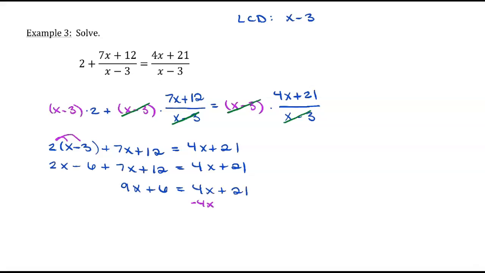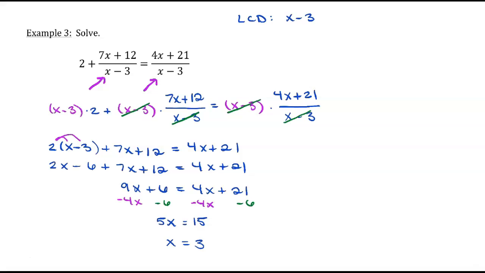Subtracting 4x from both sides and subtracting 6 from both sides, we have 5x equals 15, and we find that x is equal to positive 3. Now let's double check our answer. Substituting 3 for x back in the original equation will give us 3 minus 3 in both of these denominators, or 0 in the denominator.